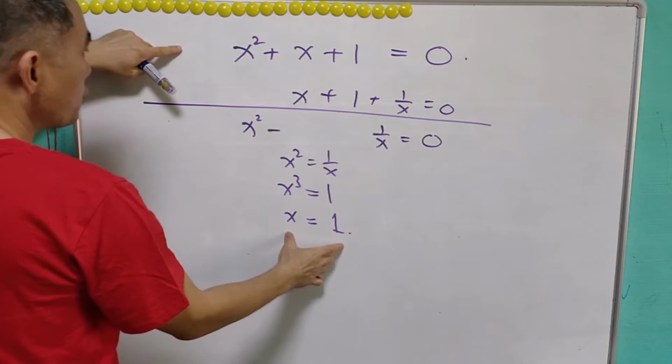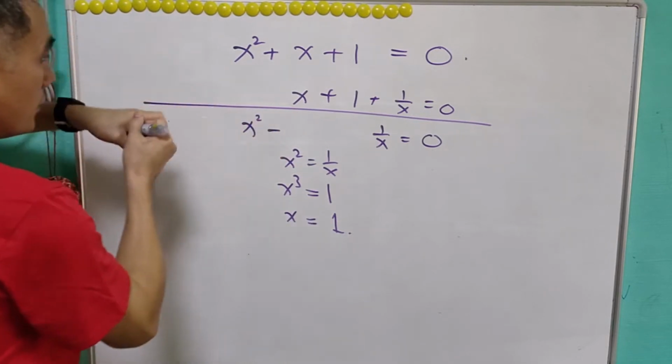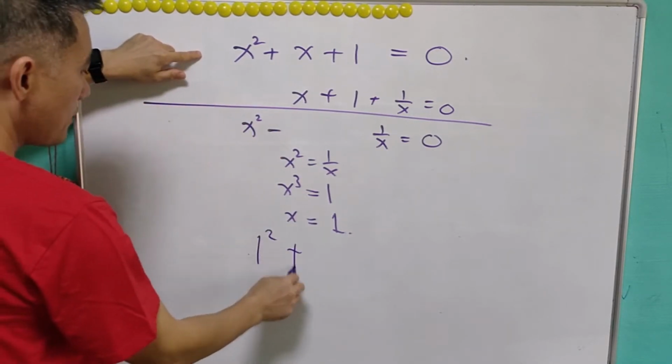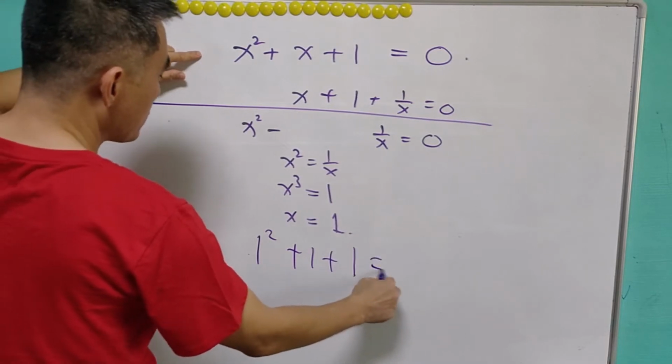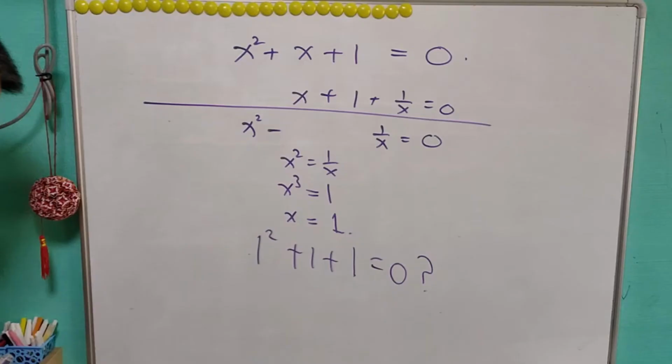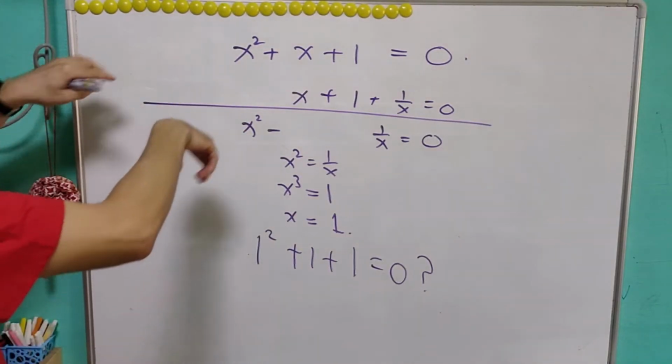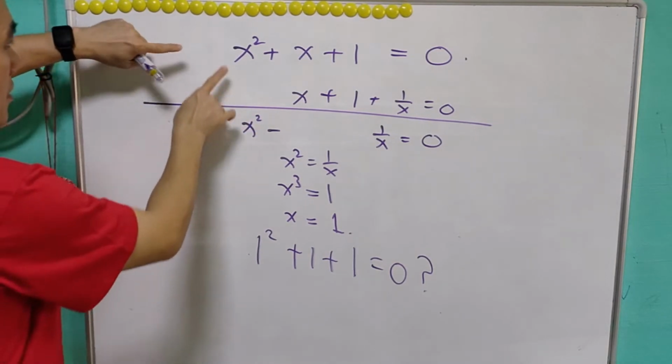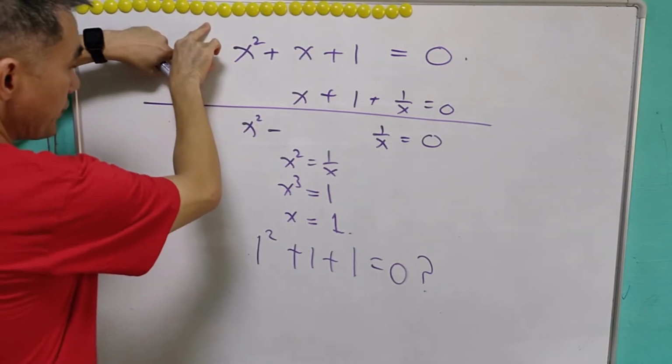When we substitute x equals 1 into the original equation, we have 1 squared plus 1 plus 1 equals 0. Why is it so? Now we try to look at the process again. At the beginning, we are given this equation.